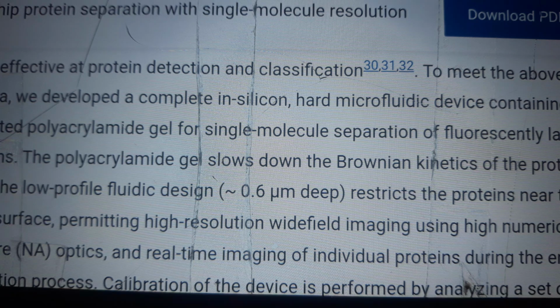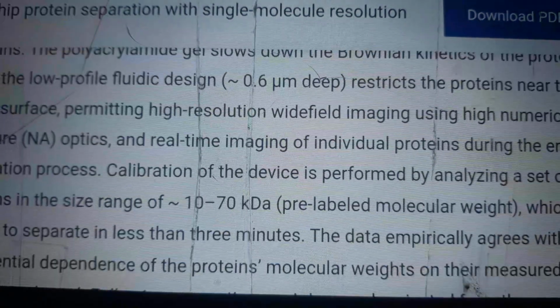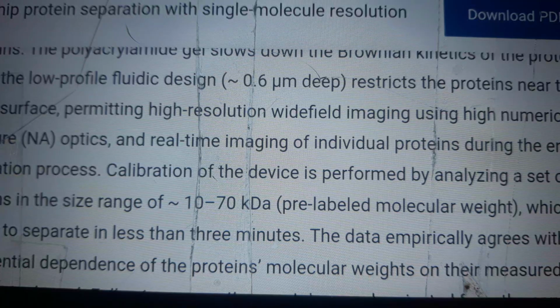To meet the above criteria, a complete in silicon hard microfluidic device containing a UV-activated polyacrylamide gel for single molecule separation of fluorescently labeled proteins was developed. The polyacrylamide gel slows down the Brownian kinetics of the proteins, while the low-profile fluidic design, 0.6 micrometers deep, restricts the proteins near the glass surface, permitting high-resolution wide-field imaging using high numerical aperture (NA) optics, and real-time imaging of individual proteins during the entire separation process.